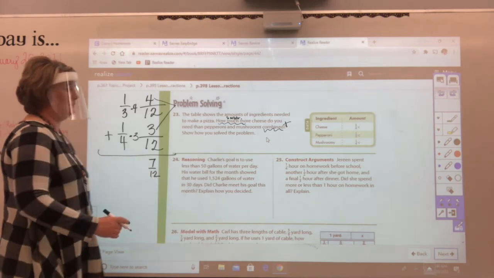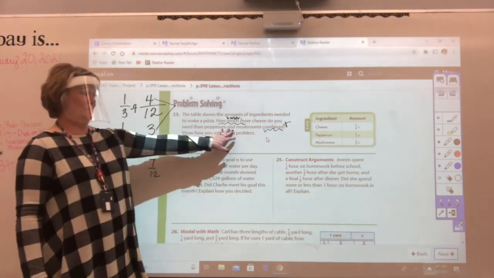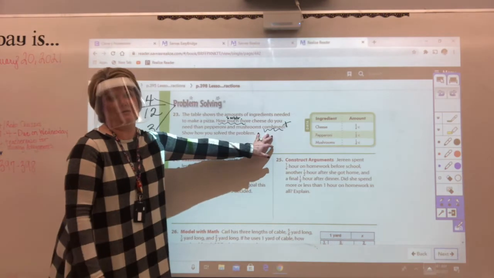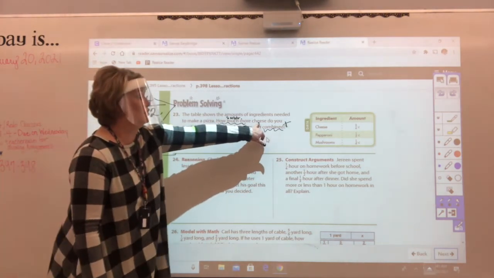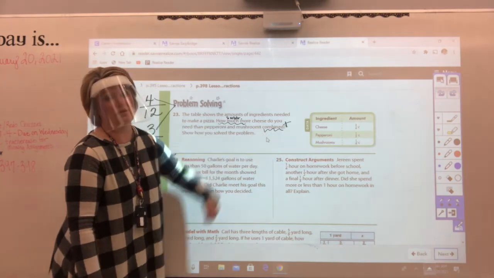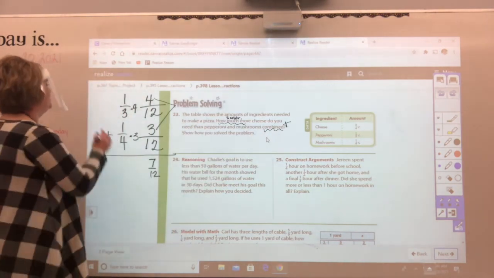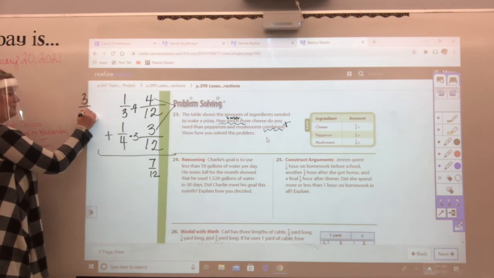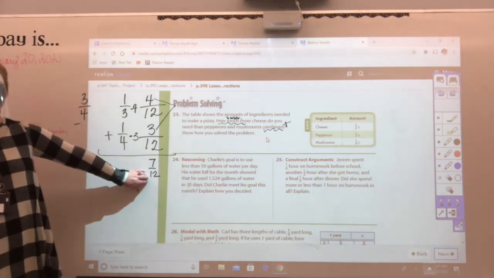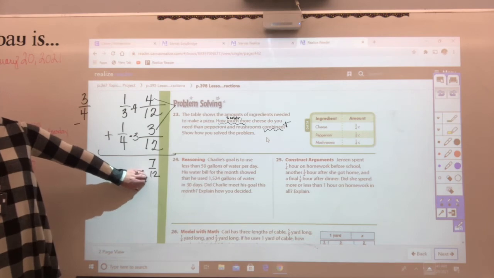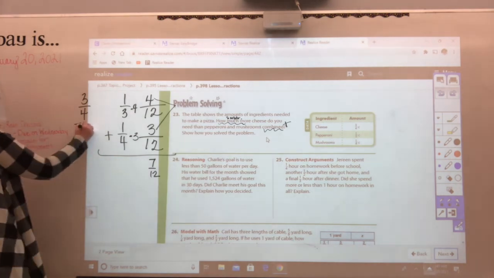But we're not done. Because that was just the pepperoni and mushrooms combined. What was the first thing that it wanted us to do? Subtract what? Cheese minus that. So what's the cheese? 3/4. So on your scrap paper, write 3/4. And now we're subtracting what we just added together. Okay, we're subtracting what we combined. So 7 twelfths would go right here.